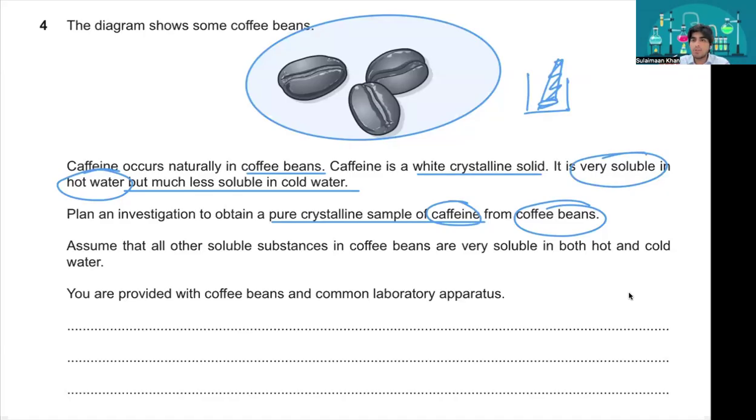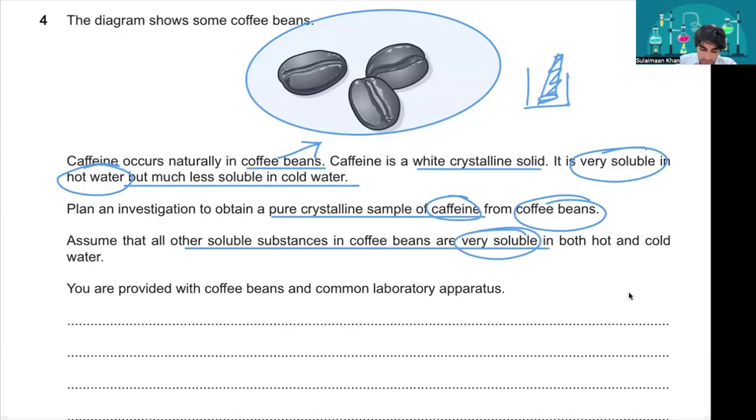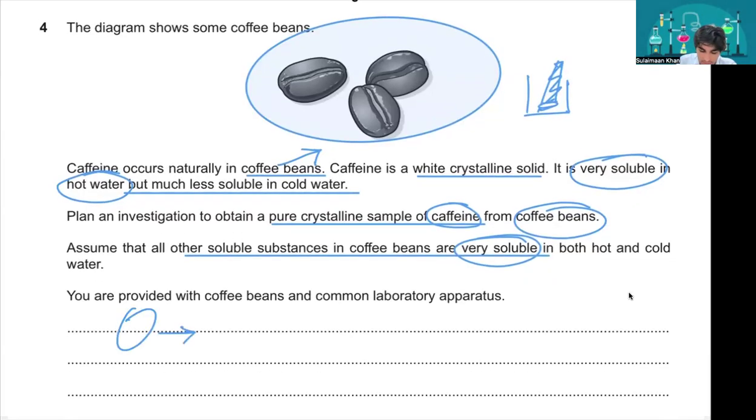So what you do is you let the solution cool down after filtering it, because remember, coffee beans may also have some other substances. Assume all the other substances in the coffee bean are very soluble. So what I'm going to do is first take these coffee beans and crush them using a pestle and mortar.